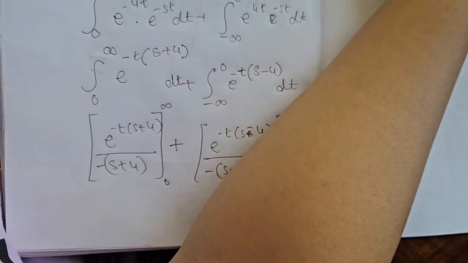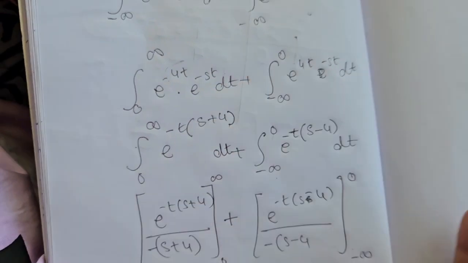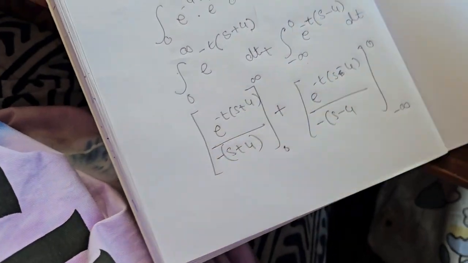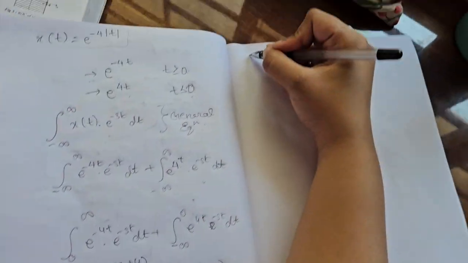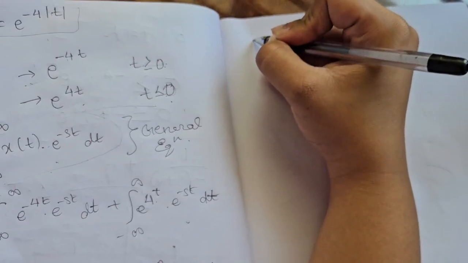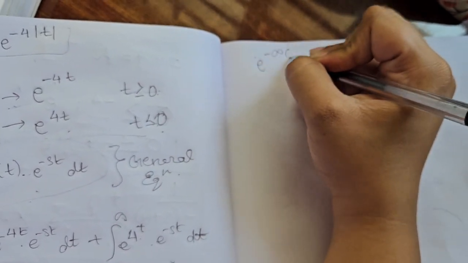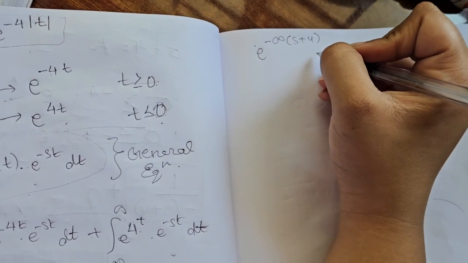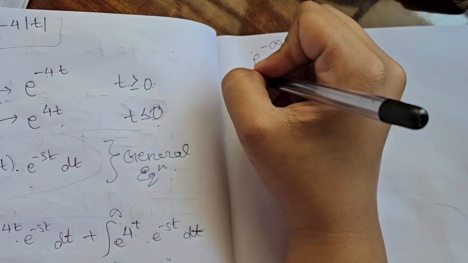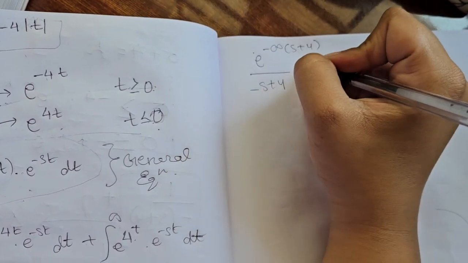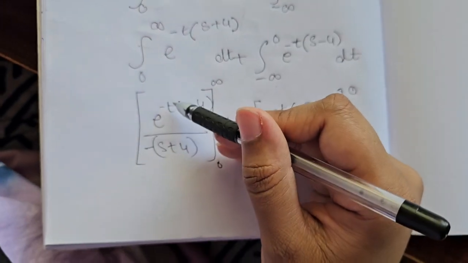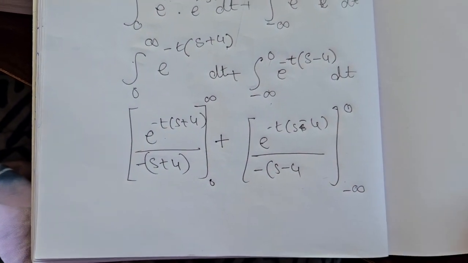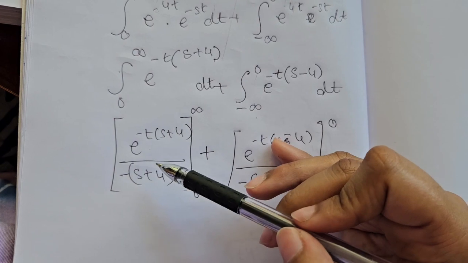We're just going to put the limits inside, and we're not going to solve anything further than that. We will move on to the real solving later. So when I put the limits in, I'm getting e raised to minus infinity times s plus 4, upon minus s plus 4, minus, my next one is e raised to 0, where 0 is in t's place. And I already know that e raised to 0 is 1, so it's going to be 1 upon this.